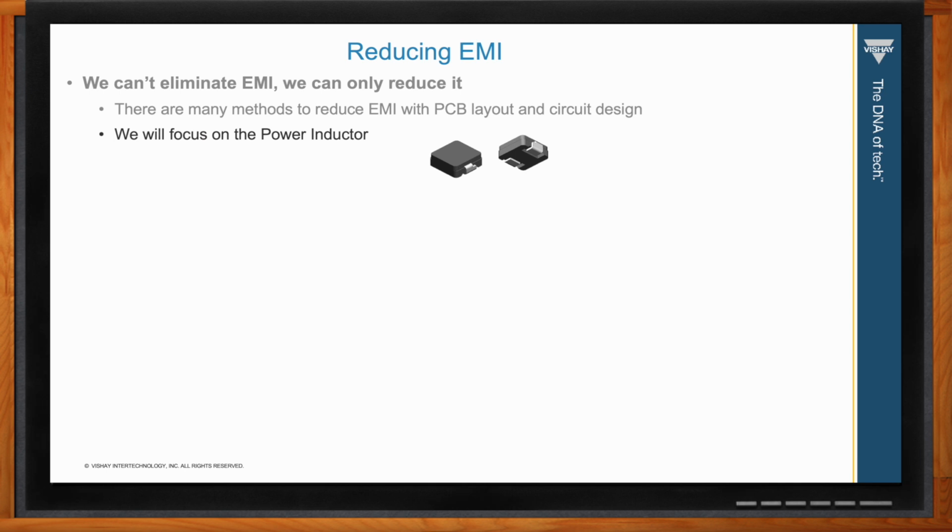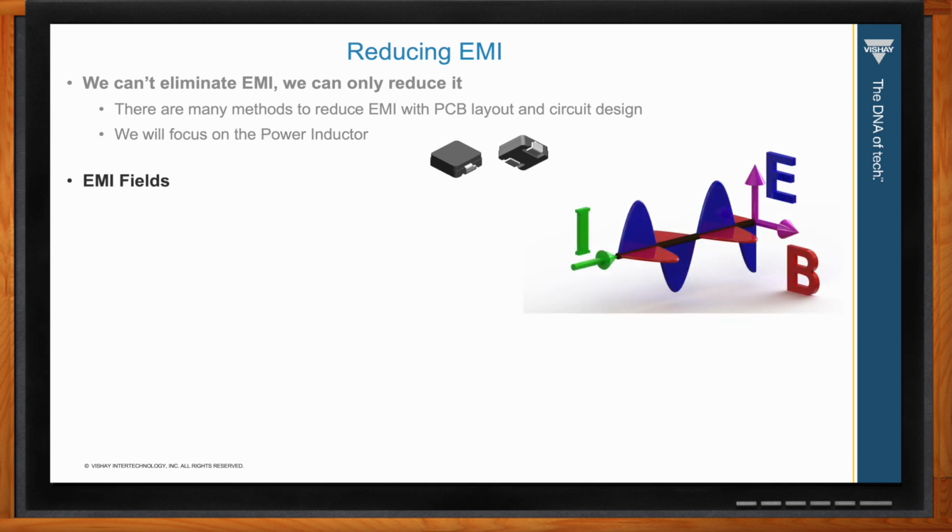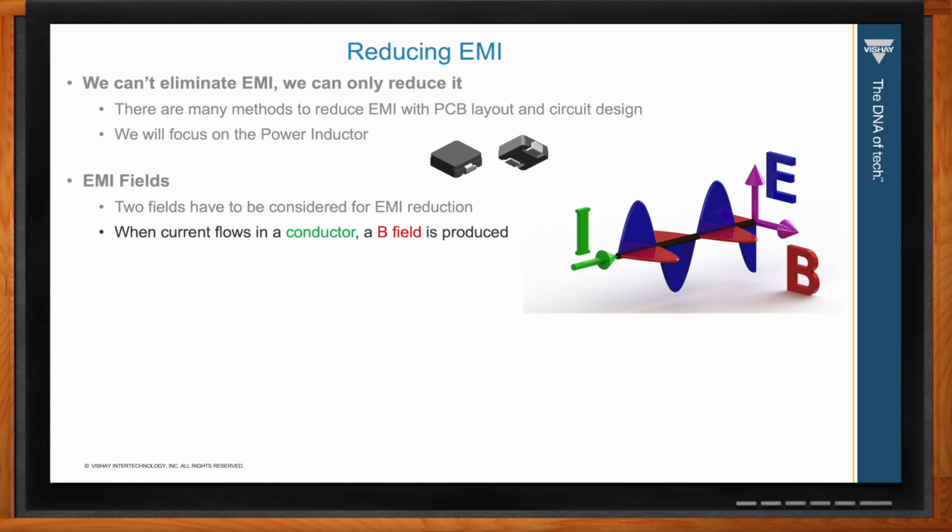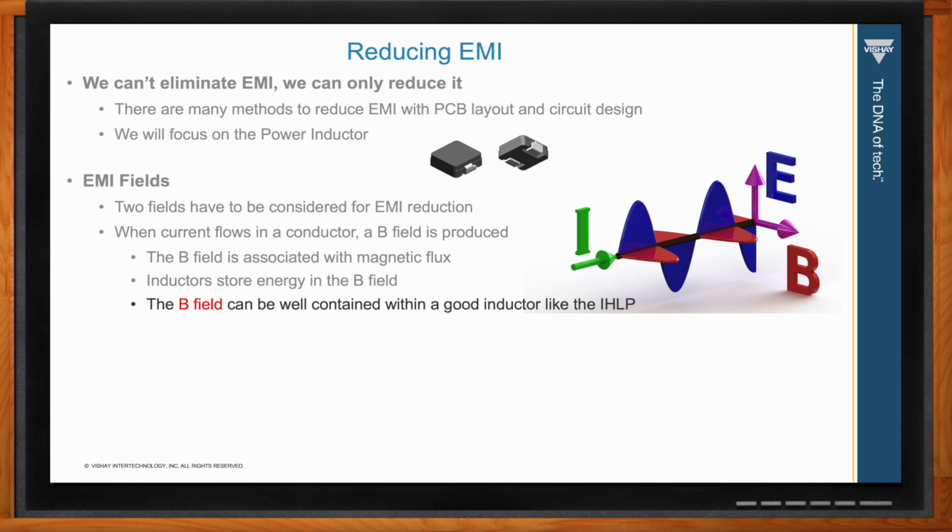So let's talk about the two different EMI fields again. Two EMI fields have to be considered for EMI reduction. Anytime you have current flowing through a conductor, which is shown in green here, a B field is produced, and that's shown in red. The B field is associated with magnetic flux. Now, inductors store energy in the B field or the magnetic flux, and that's what we want. That's what they're supposed to do. The B field can be well maintained within a good inductor like the IHLP. So the B field typically isn't a problem when using the IHLP.